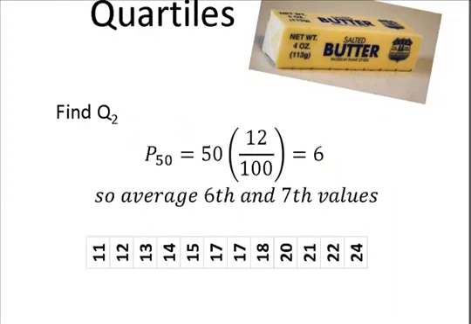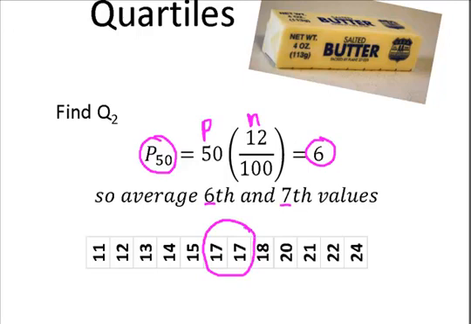So what if I wanted Q2? Well, Q2, not QE2, the famous ship. Q2 is the same thing as P50. So again, I'm going to take my P and multiply it times N, divided by 100. I'm going to get 6. Well, 6 is a whole number, so I'm going to average the 6th and the 7th. I'm lucky this time: it's 1, 2, 3, 4, 5, there's 6, there's 7, so now I know Q2 is equal to 17.